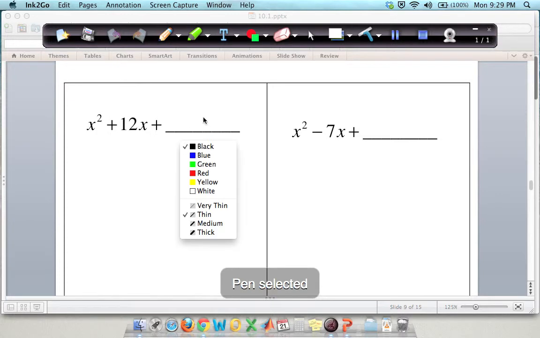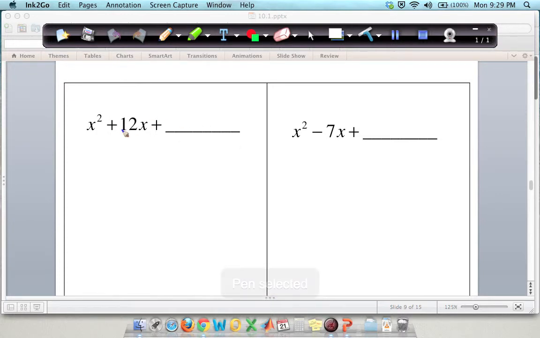So the rule says take the number in front of x, in our case here it's 12, divide it by 2 and square it. So 12 divided by 2 is 6, 6 squared is 36. And notice there's a plus sign here because it doesn't matter whether your number is positive or negative. Any number, positive or negative, when you square it becomes positive. So this is always going to be a plus.